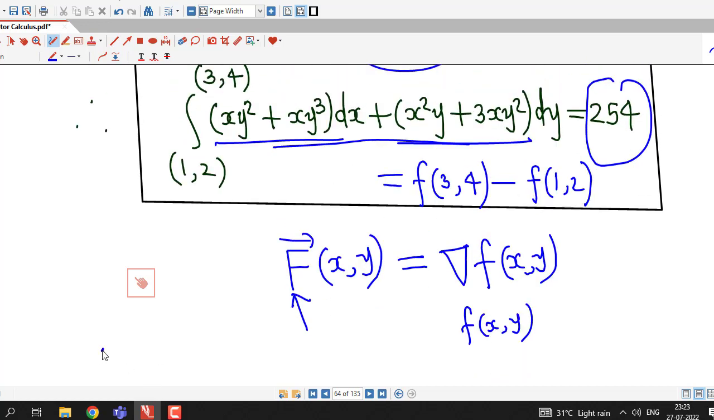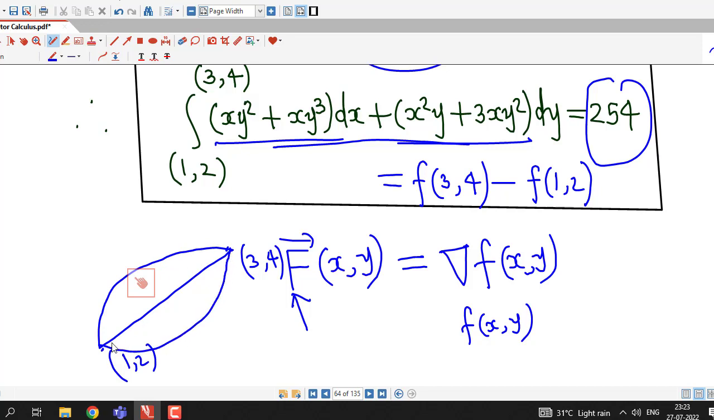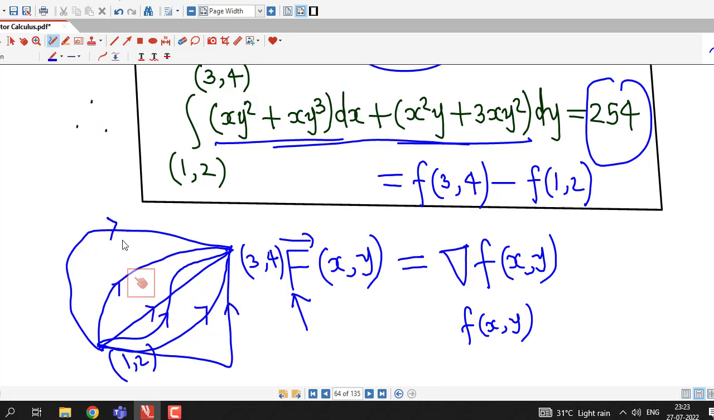This means if we take any curve joining the points 1, 2 and 3, 4, any curve like this or this, or we can have this type of curve also, for any curve joining these 2 points, the value of the line integral will be equal to 254, because the line integral is independent of path, and that value is obtained by using the potential function at the upper limit minus the potential function at the lower limit. This is by the fundamental theorem for line integrals.